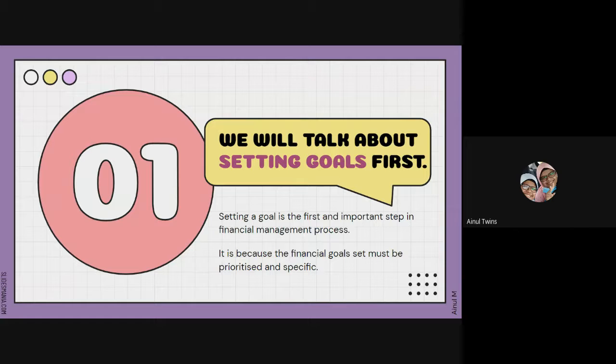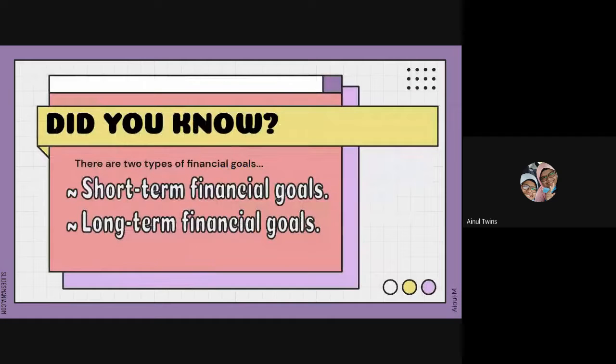Okay, so we will talk about setting goal first. Setting goal is the first and important step in the financial management process. It's because the financial goals set must be prioritized and specific. Do you know there are 2 types of financial goals? The first one is short-term financial goals and the second one is long-term financial goals.